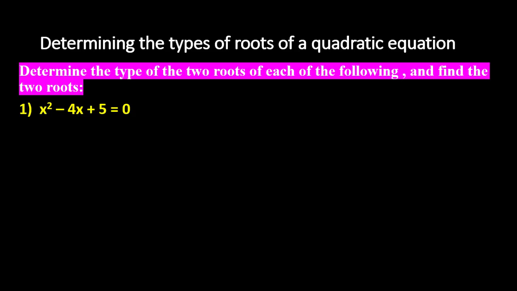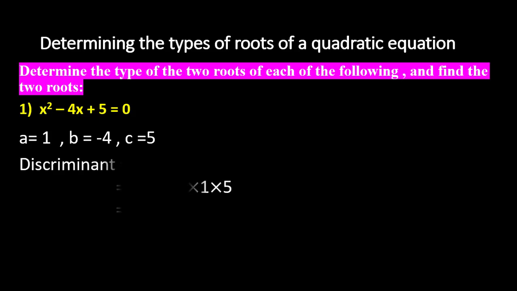Another exercise, I want to determine the number of roots, so I want to get the discriminant. Then I'll solve this equation. A here equals 1, b the coefficient of x is negative 4, and c is the absolute term, which is 5. The discriminant equals negative 4. b power 2 minus 4ac equals negative 4. So I have two complex and non-real roots.